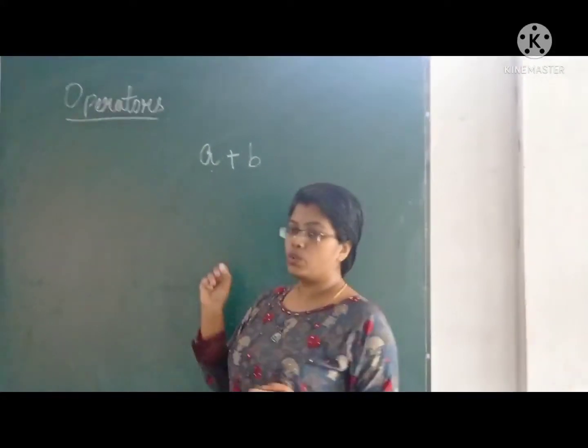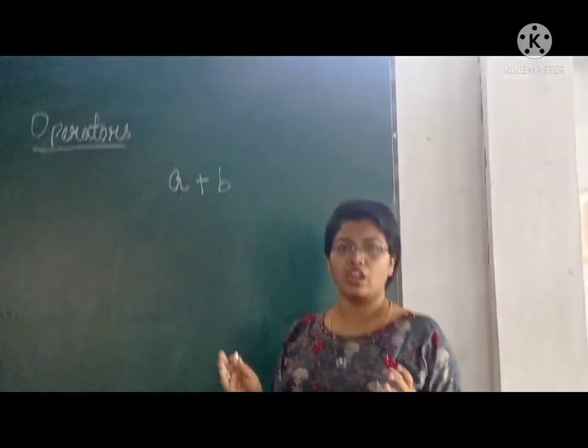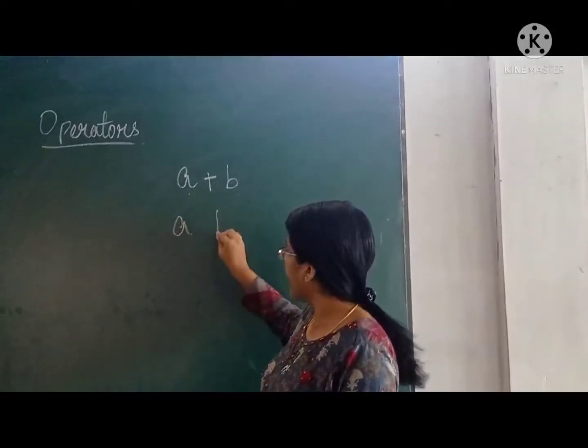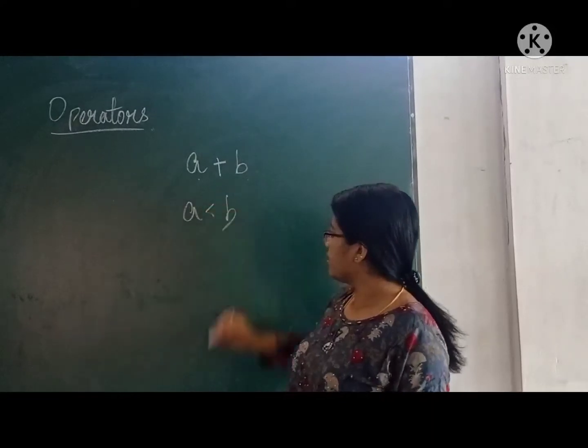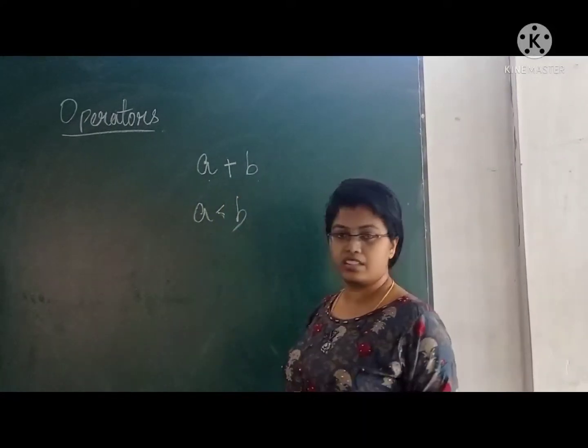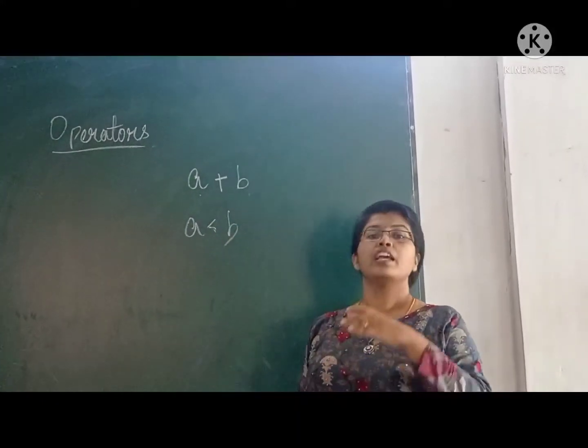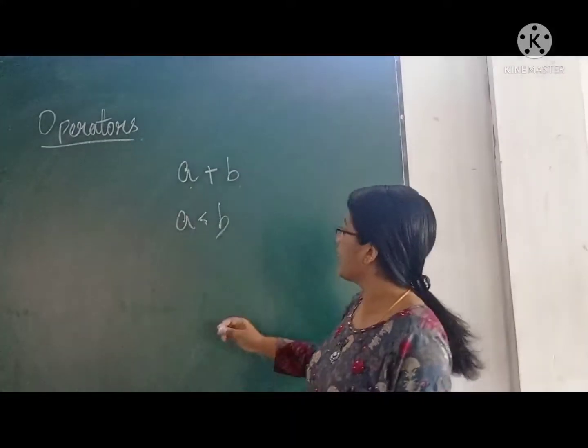If you want to check a relation, like greater than or less than, between A and B, we use symbols for that. If you want to check greater than, you can use the greater than symbol, or the less than symbol, like that.